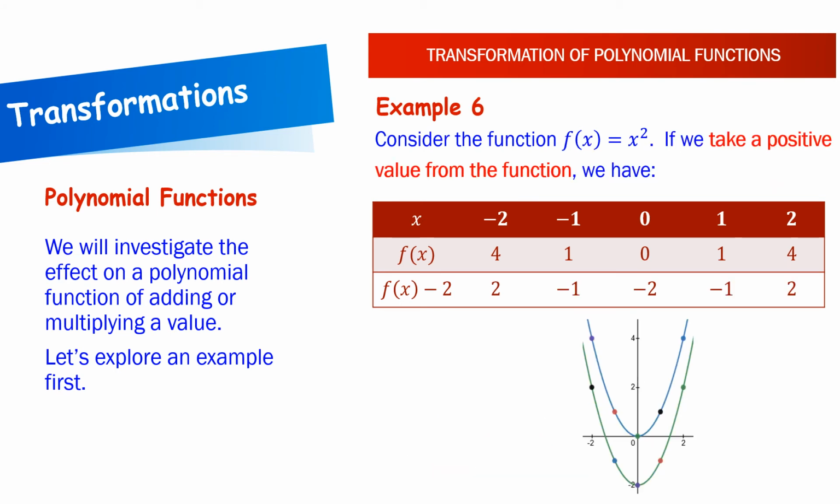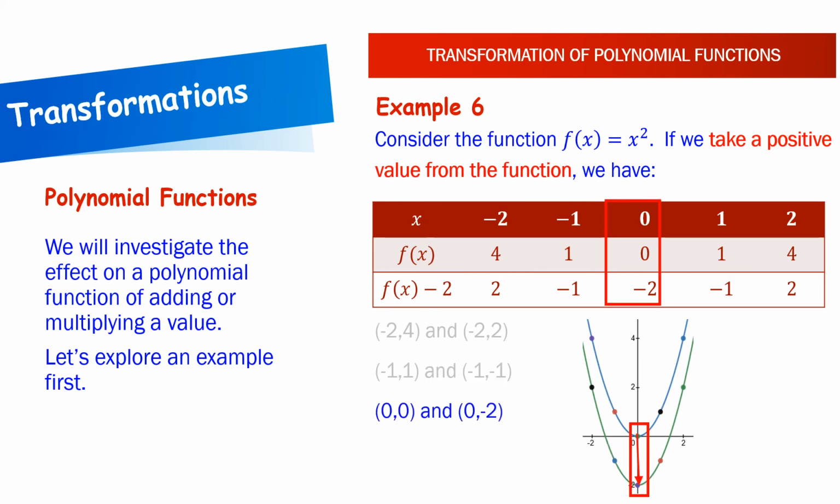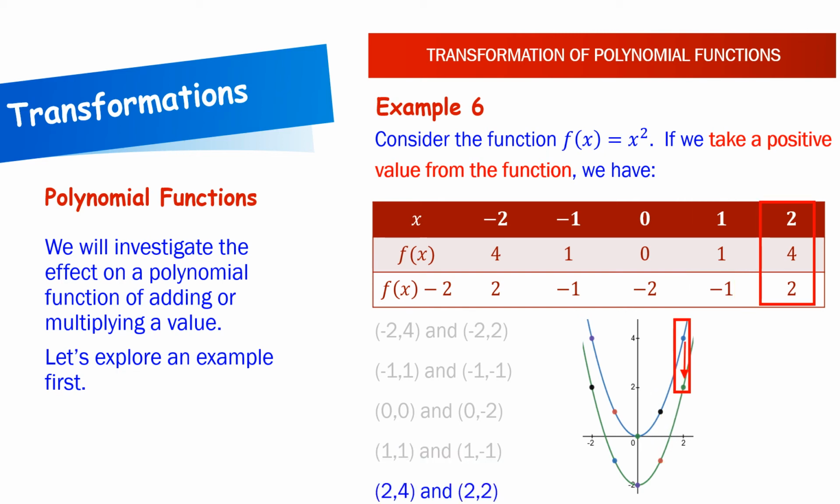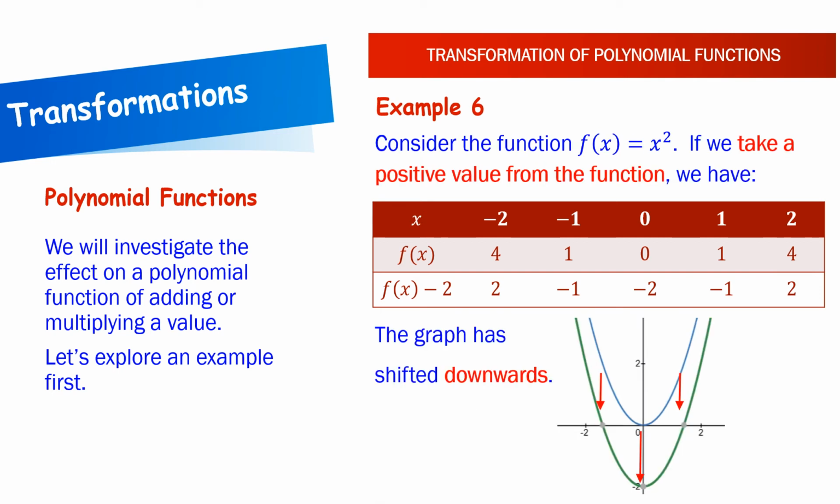Let's consider another example. What happens if we take a positive value from the function? This time, when x equals minus 2, y goes from 4 to 2. When x is minus 1, y goes from 1 to minus 1. When x is 0, y goes from 0 to minus 2. When x is 1, y goes from 1 to minus 1. And finally, when x is 2, y goes from 4 to 2. Clearly, the graph has shifted downwards. This is a translation of y equals f of x by the vector 0, minus 2.